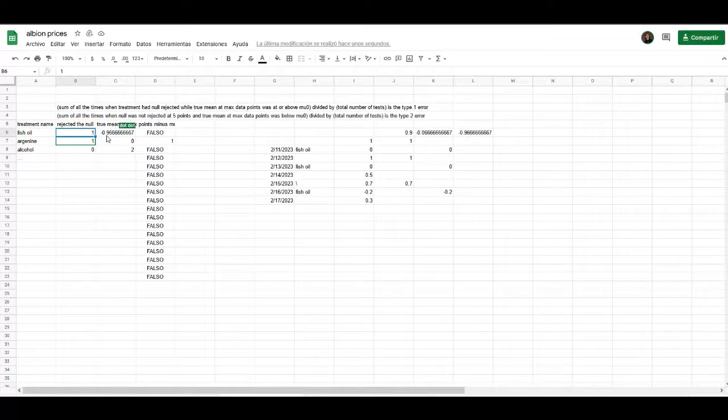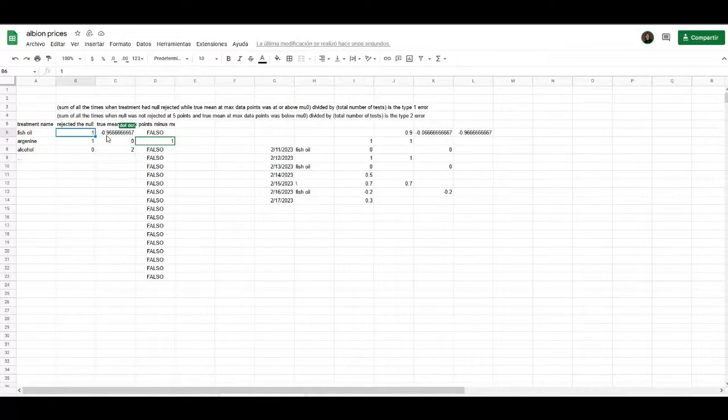But we rejected the null hypothesis at 5 points, which is not correct, because it was neutral in this case. And so then there's one here, it just counts it as one time we were wrong. In this case it's a type 1 error. We accepted the alternative hypothesis. We rejected the null hypothesis when we shouldn't have. So that's type 1 error.